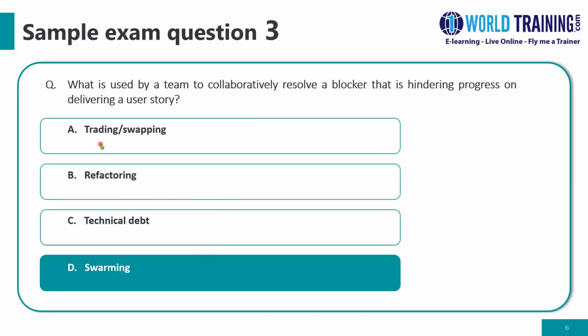Choice A is different, trading or swapping. This is used to handle emerging change, by replacing one or more requirements or features or user stories with others of a similar size in terms of effort. So typically during an iteration, while the work is going on to deliver those stories of the iteration, if there's a change needed, it's more like an emergency change.